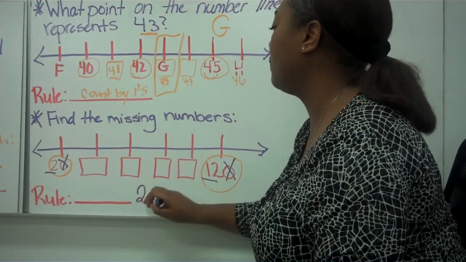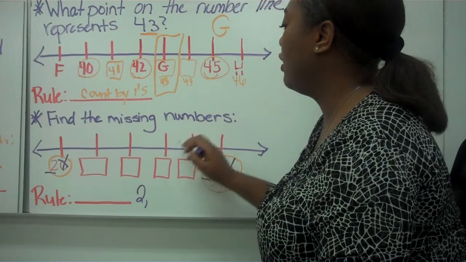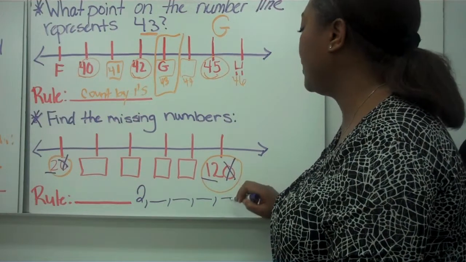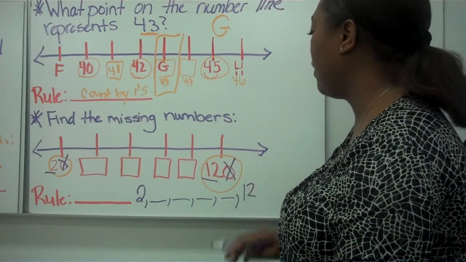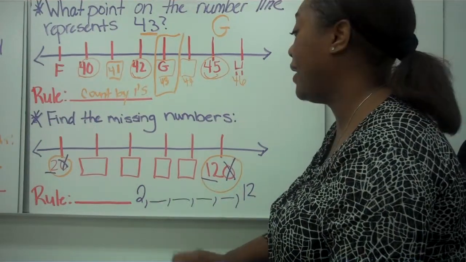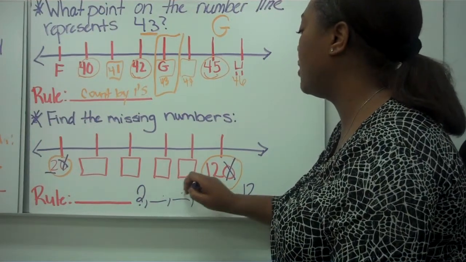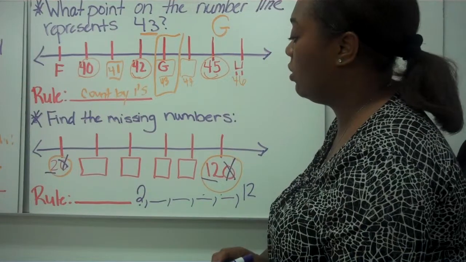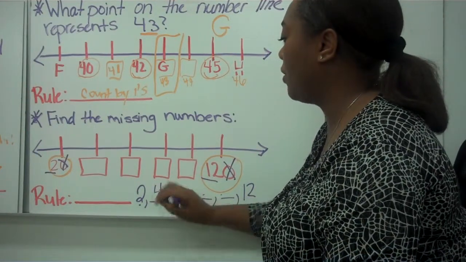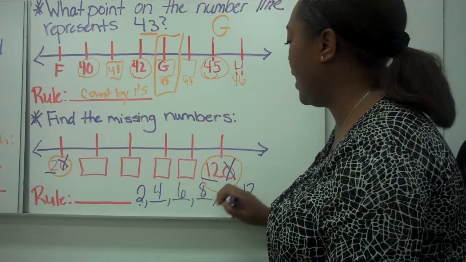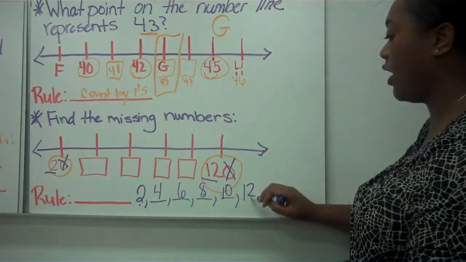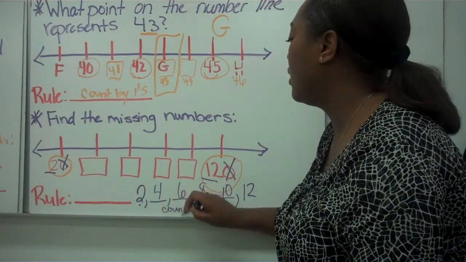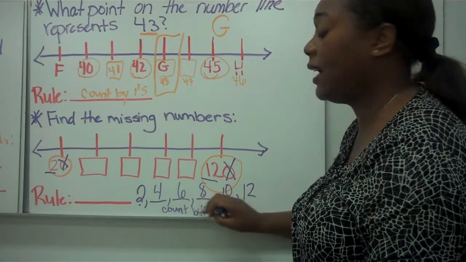So we start out with 2, and there's 1, 2, 3, 4 points in between. So 1, 2, 3, 4 missing numbers, and then we ended up with 12. So what pattern can I skip count by to start at 2, have 4 numbers in between, and end up with 12? Let's count by 2's. So 2, 4, 6, 8, 10, and my next number would be 12, and that worked. So my pattern is count by 2. Now that's my skip count pattern.